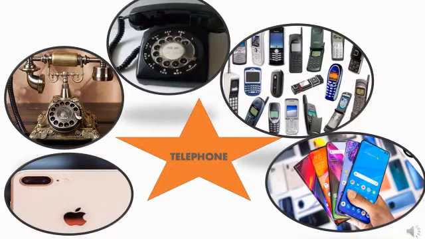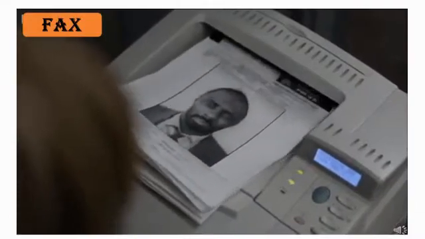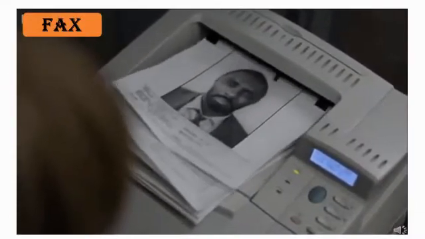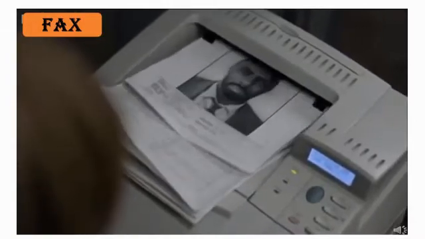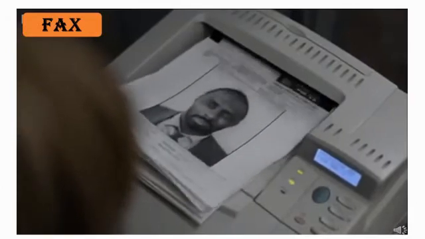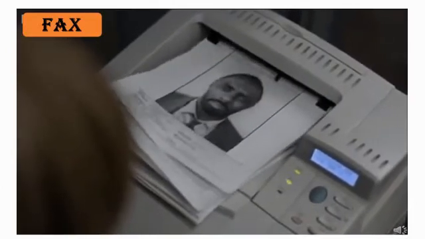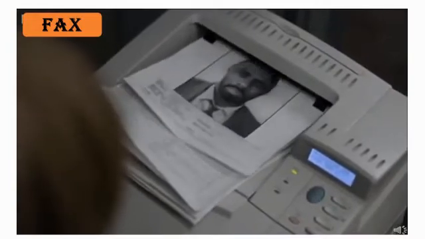Next, we can see telephone. We can talk to people in any part of the world over the telephone. Landline phones, however, are no longer popular. They have been replaced by mobile phones. Smartphones are all-in-one devices with which we can do many things. Fax. A written document can be sent through a fax machine. It takes only a few seconds to reach. The fax machine is connected to a telephone line.